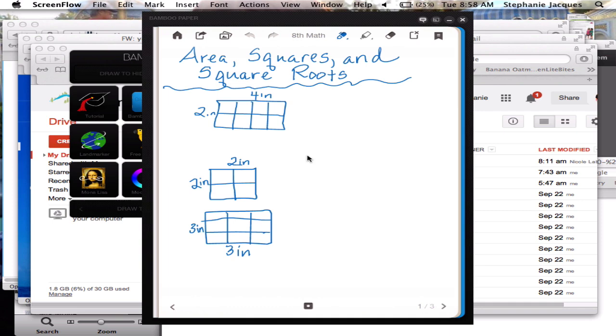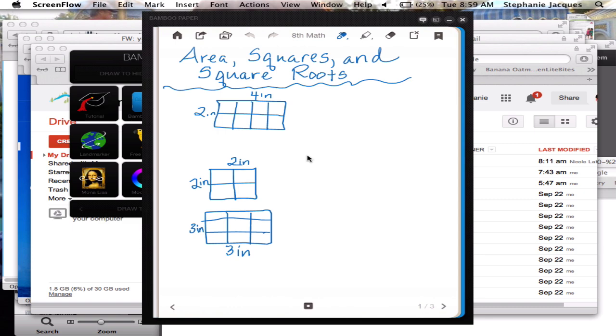Tonight we're going to get into area, squares, and square roots. So we're kind of diving into geometry. First we talked about patterns, and then we went into fractions, and now we're getting a little splash of geometry. But it also involves algebra as well.